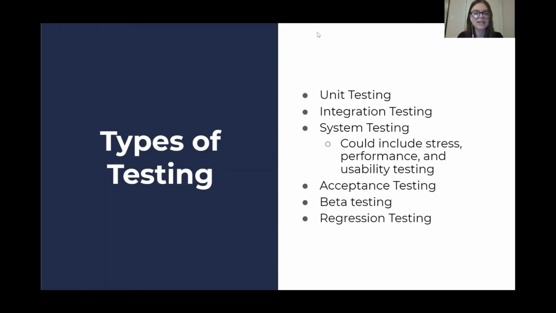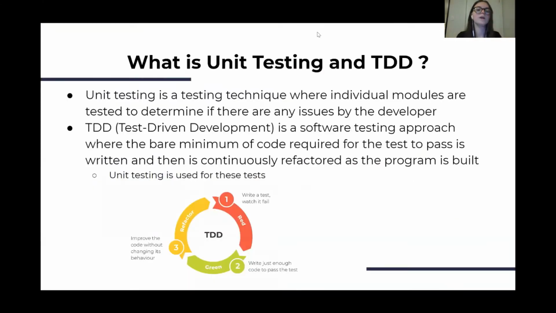And then regression testing is if you make a small change, so if you fixed a bug or you made an enhancement in your code, to make sure that little change did not break your code and that your tests still pass. So what is unit testing and TDD? Unit testing is when you test an individual module that you created to make sure that it's working correctly.